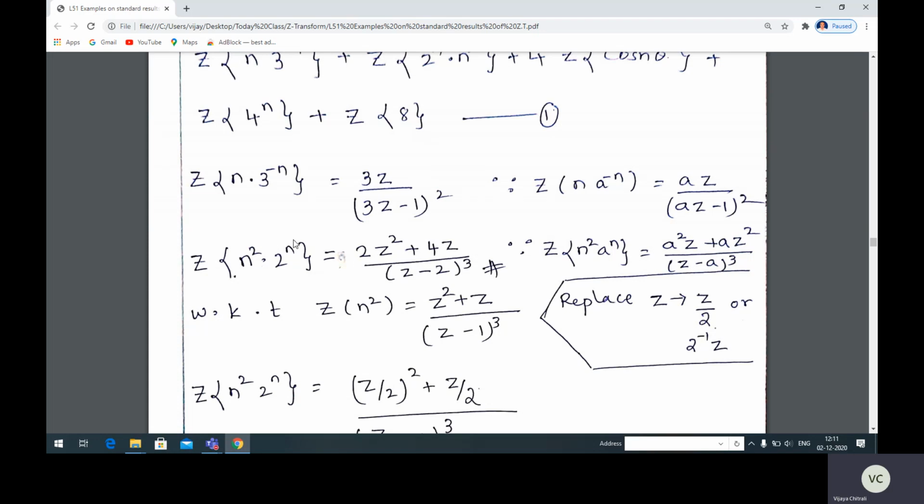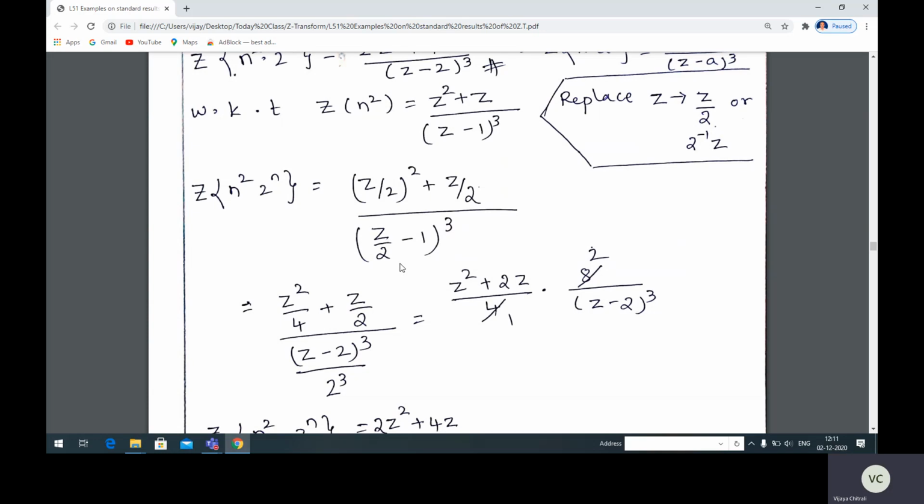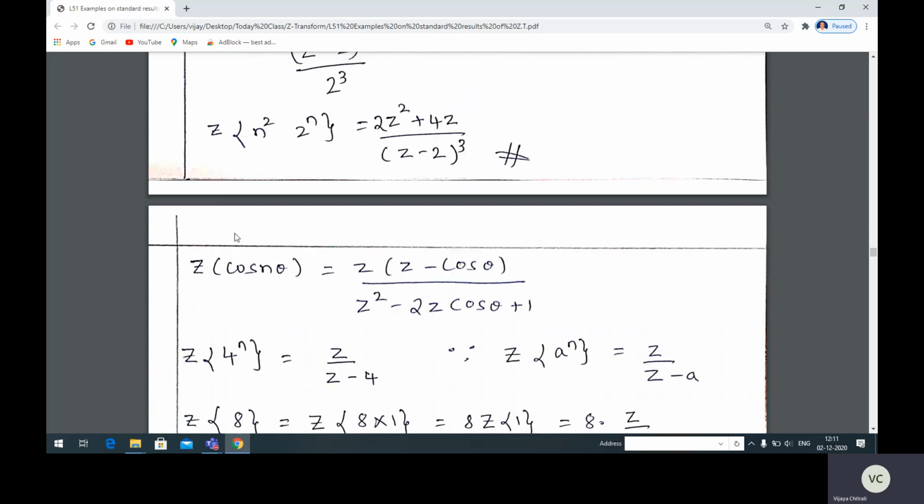And here n square 2 raised to n is there, so a is 2, so 2z square plus 4z divided by z minus 2 raised to 3. Now z transform of n square 2 raised to n, so this is 2z square plus 4z divided by z minus 2 raised to 3.